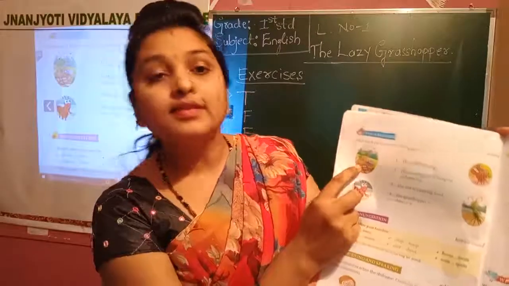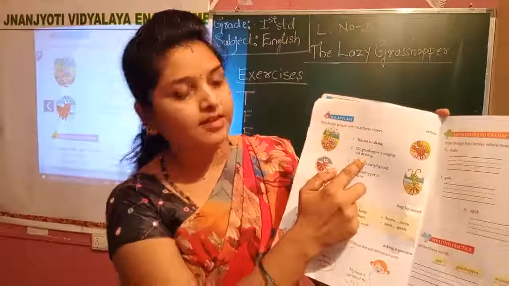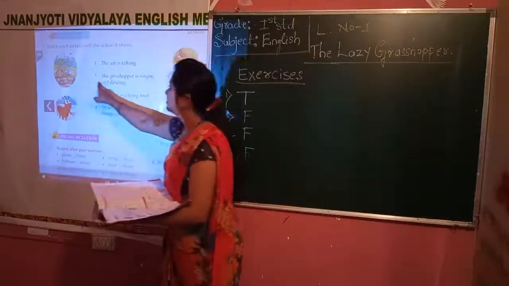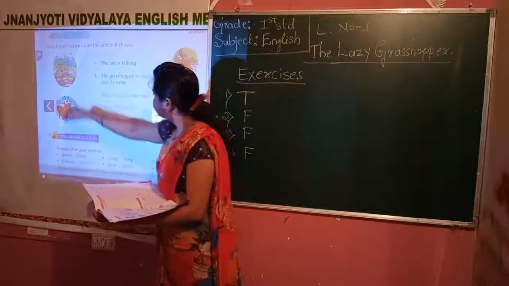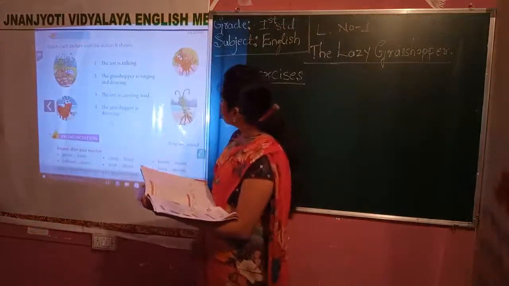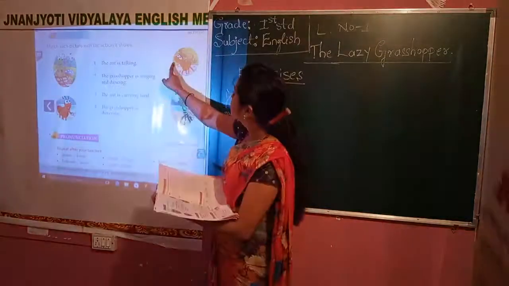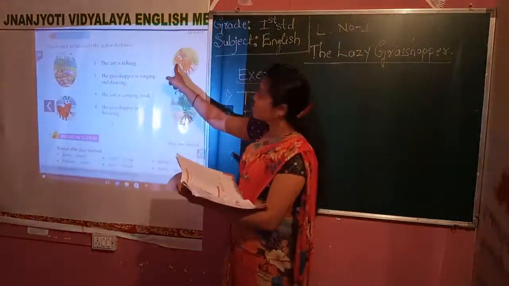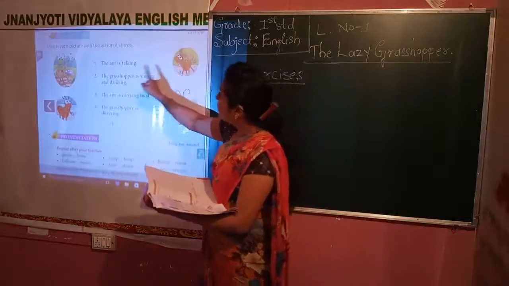Second one. Here, the grasshopper is holding a guitar. So, you have to match it to the second one. The grasshopper is singing and dancing. Match it to the first picture. Next, the ant is carrying food. Where is this picture? Here. The ant is carrying food. Third one, match it here. Match it to the ant.